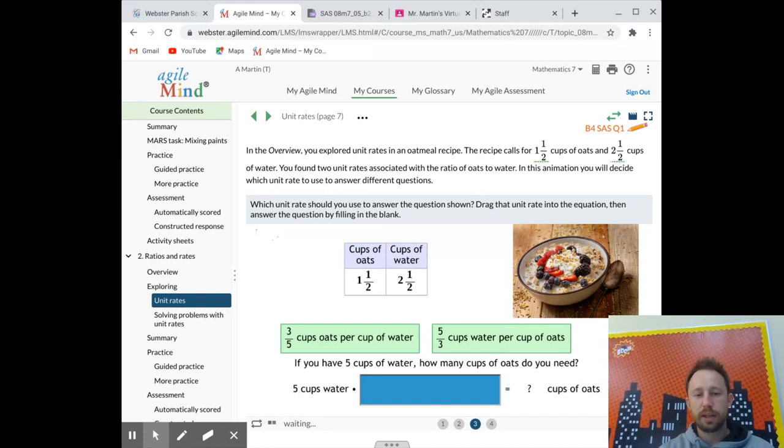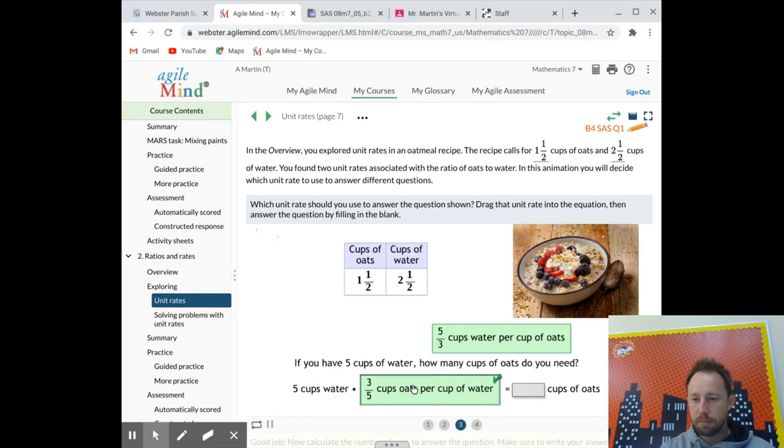What would we have to do here? Multiply. That's right. What are we multiplying? 3 over 5 cups of oats per water. Yeah. All right, so I'm going to put my 3/5 right here. It says we got it right. And so once again, we just got to multiply it together.